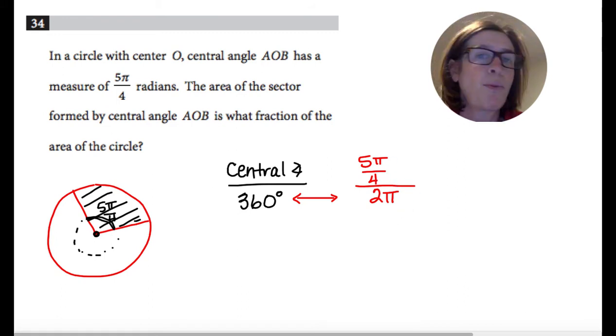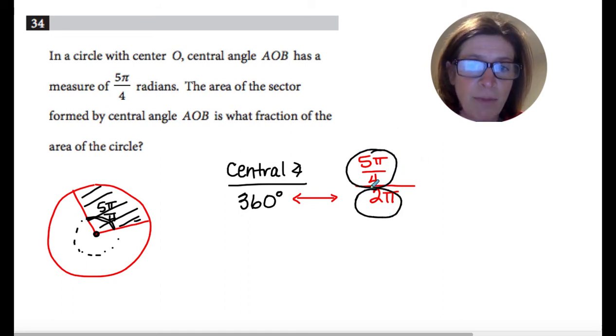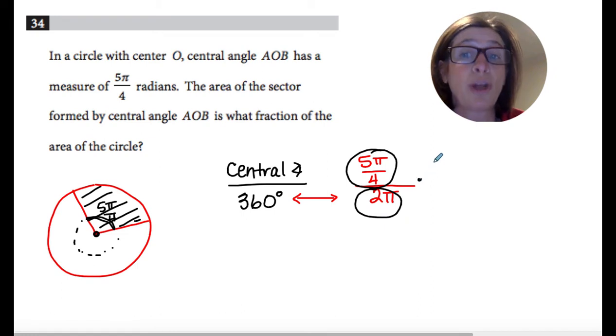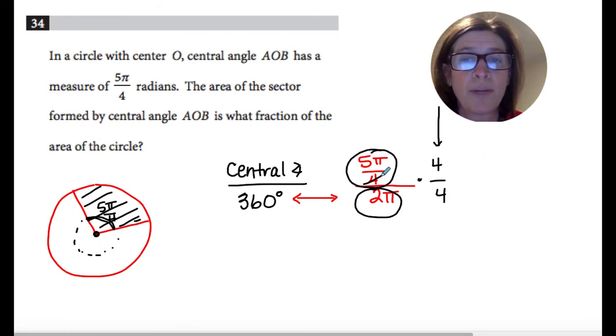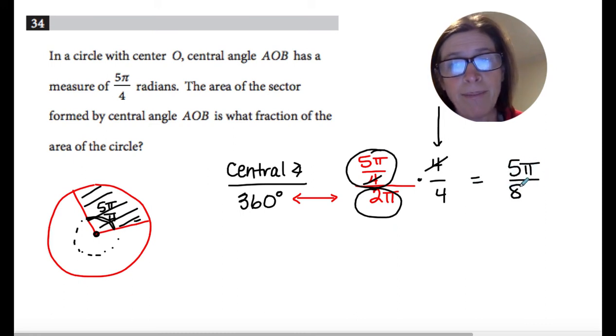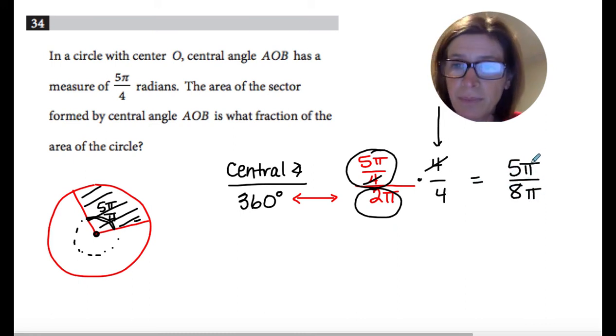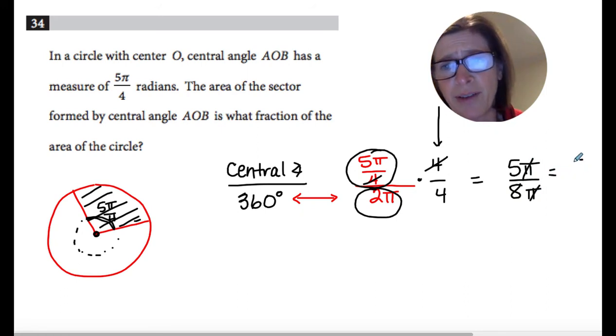Now, there are a couple of ways you could do this. I like to think of this as a simple fraction and this as a simple fraction, and multiply by the lowest common denominator of each simple fraction, which would be 4, so I do 4 over 4. I'm allowed to multiply by that because it's the number 1. That would give me 5 pi over 8 pi, then the pi's cancel and you get 5/8.